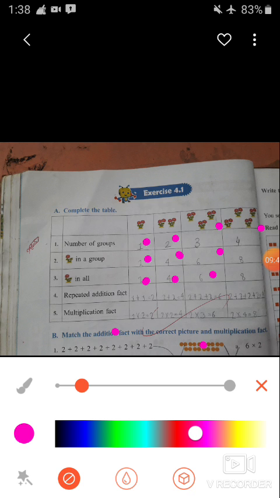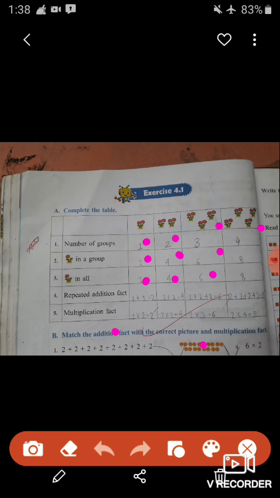Now students, we are going to write the repeated addition fact. 1 plus 1, 2 equals 2. 2 plus 2 equals 4. 2 plus 2 plus 2 equals 6. It means 3 times 2 equals 6. 2 plus 2 plus 2 plus 2 equals 8.